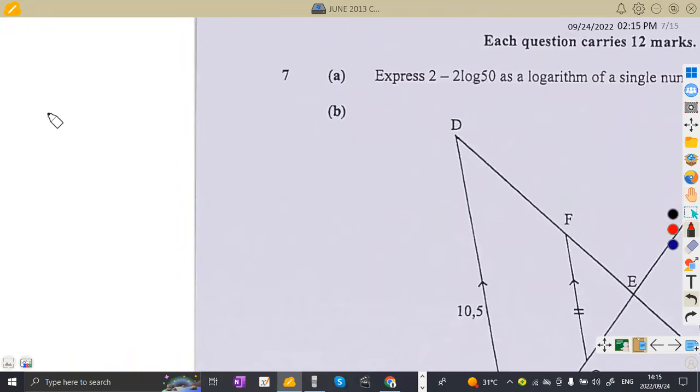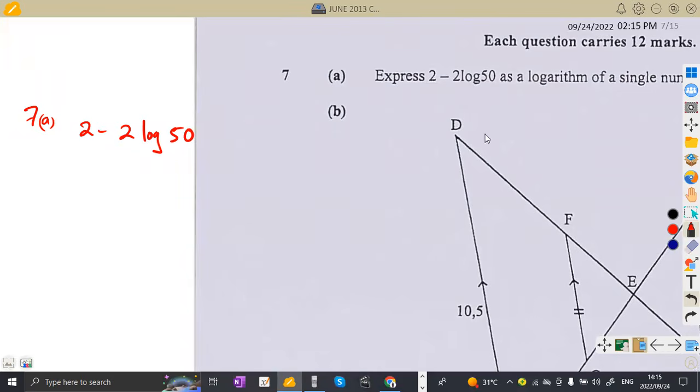Okay, so that is 7a. So it's 2 minus 2 log 50. Okay, so guys, take note, we are in base 10 because the base is not given. Whenever the base is not given, it means you're in base 10.